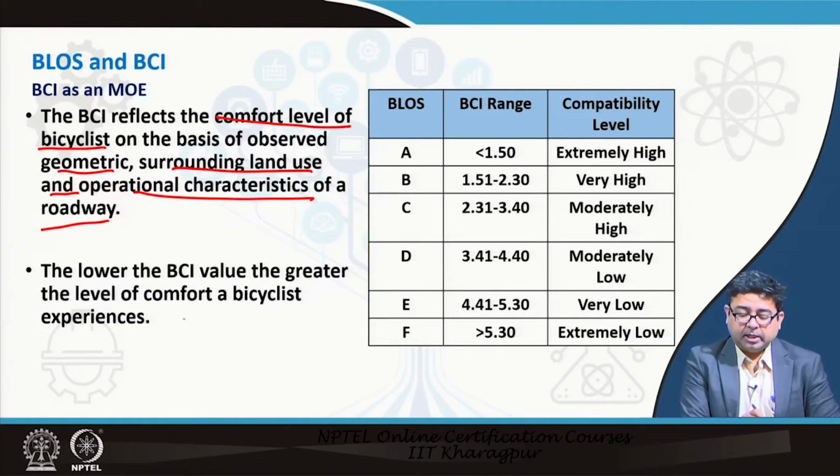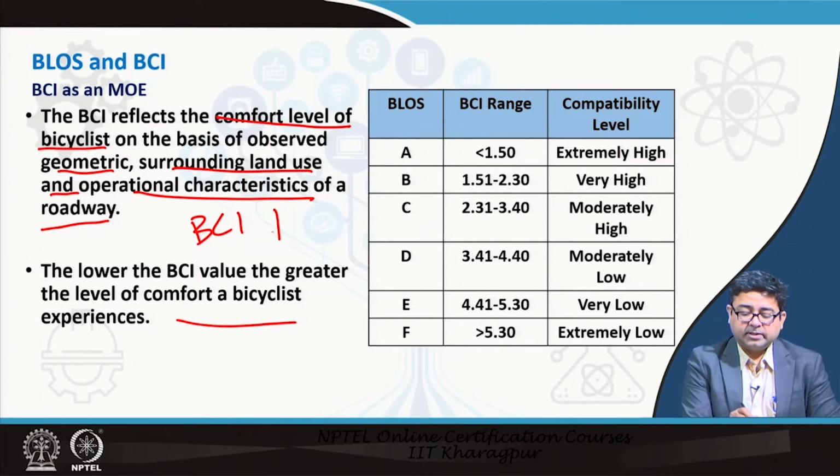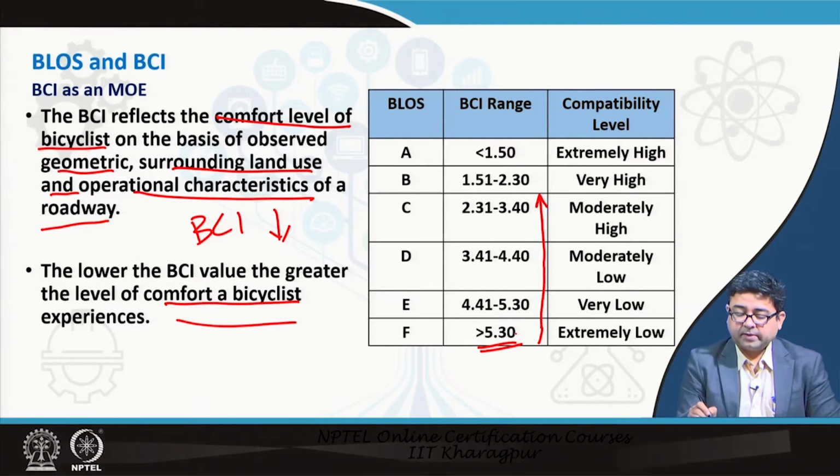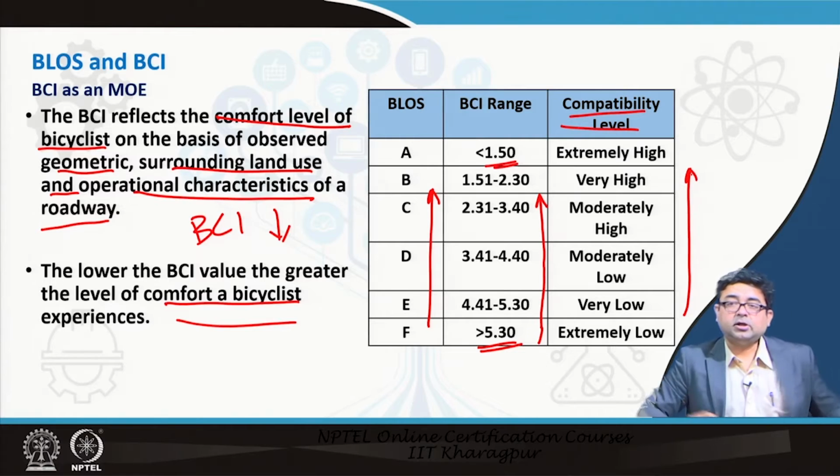What it says is that if the calculated BCI value is low, the greater will be the comfort level. The greater the comfort level, the better the level of service. So, you see as the bicycle index reduces from 5.3 to 1.5, the level of service improves and the compatibility level also improves. This is what essentially we mean by bicycle compatibility index.